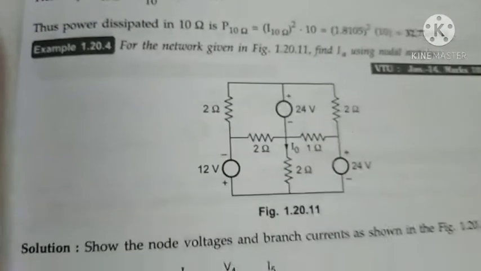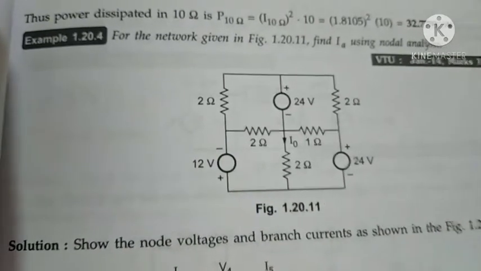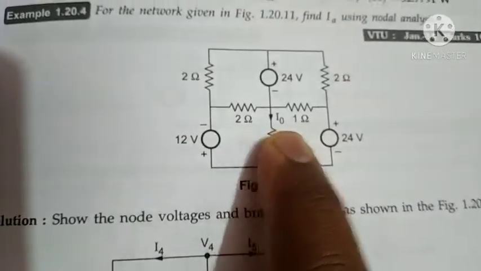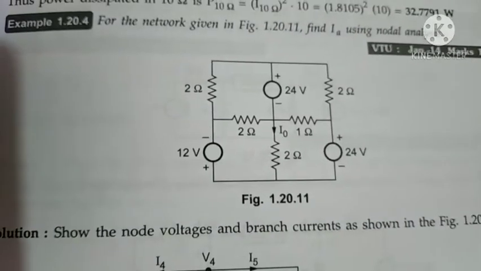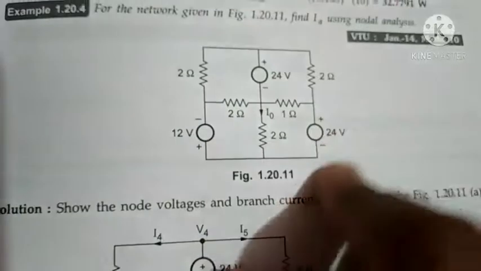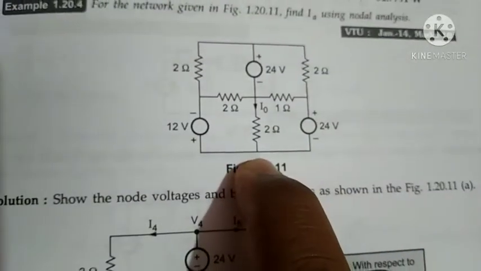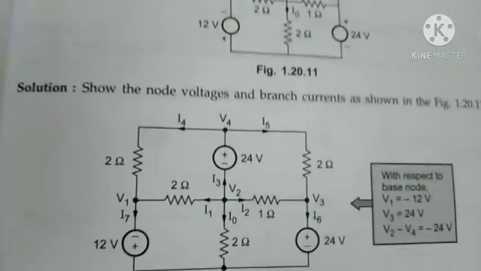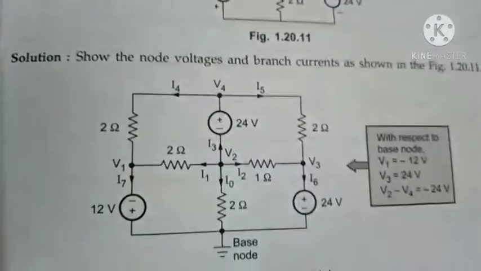We'll go for the next problem. For the network given in the figure, find IA using node analysis. Here IA is actually I0. We have to calculate the I0 value using the node analysis procedure. How many nodes are there? We have 1, 2, 3, 4 nodes. We take the last node as the reference node. V1, V2, V3 and V4 are marked.